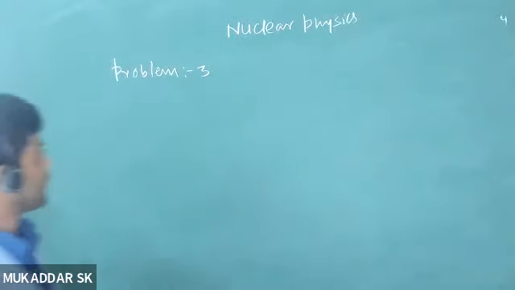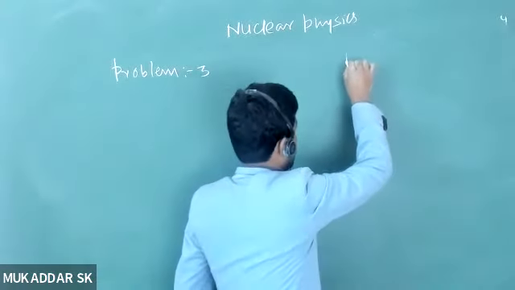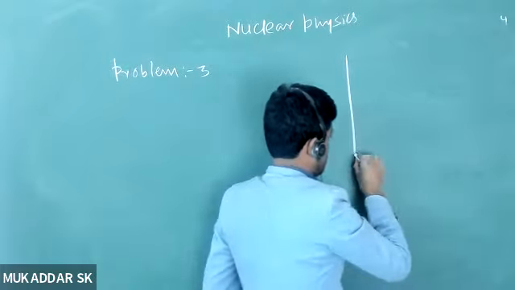Okay, so the second last, next problem is where a binding energy per nucleon curve is given.